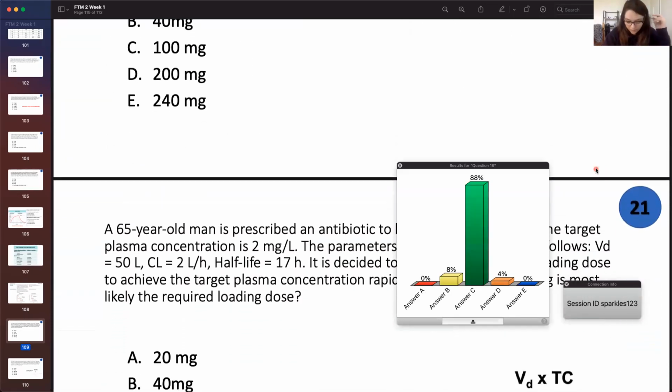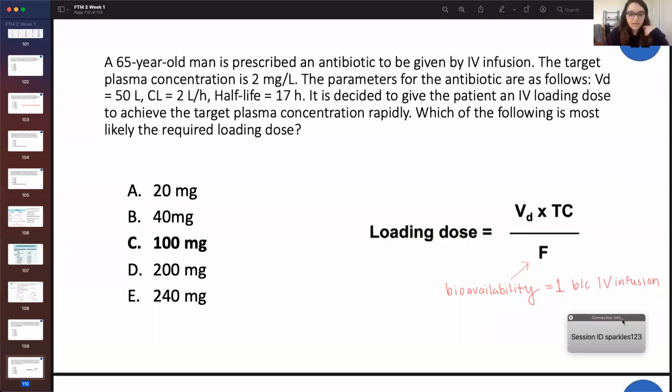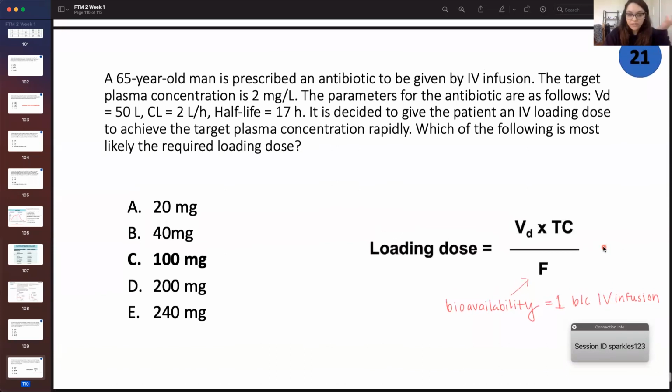Okay, so for this one, you guys are pretty much getting it. Just be able to use all of these formulas and understand when I would use this formula as opposed to something else. For this one, they're talking about your loading dose. So the loading dose formula is right here. You have your VD, they gave it to you. The total concentration is going to be your 2 liters, sorry, total clearance, I believe. And they are asking you what's the loading dose. So with your bioavailability, it's 1 because they told you this was an IV infusion.